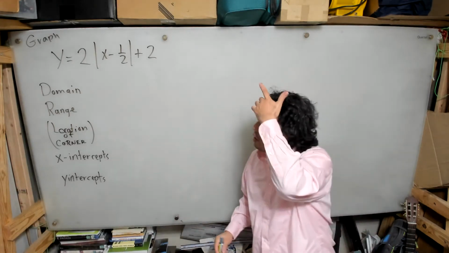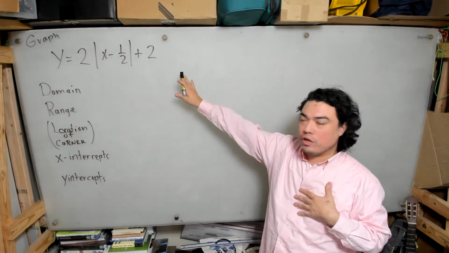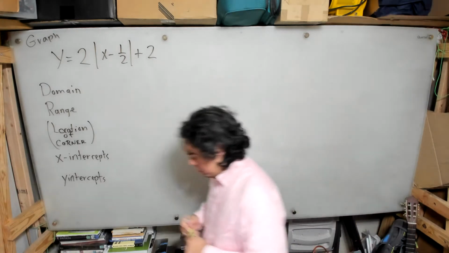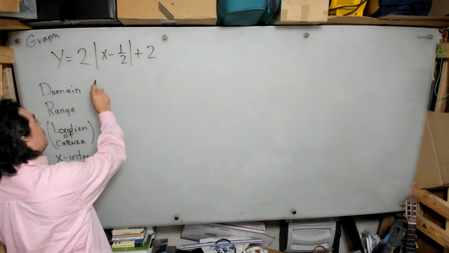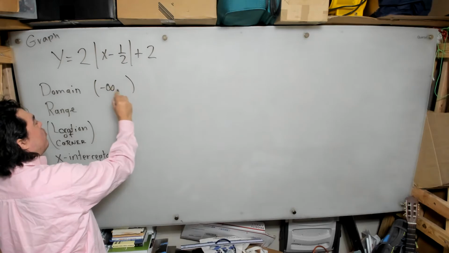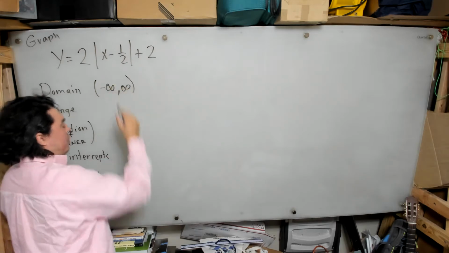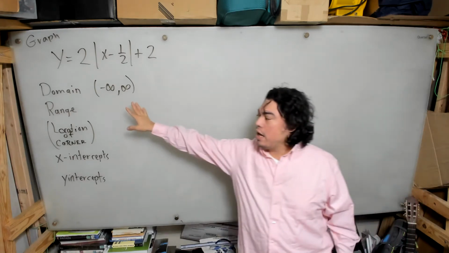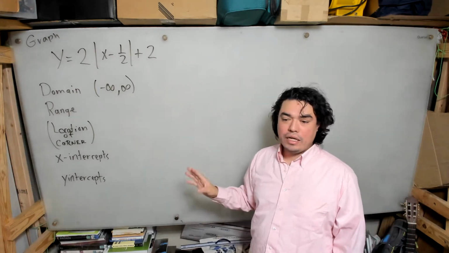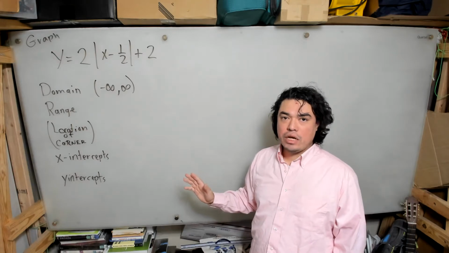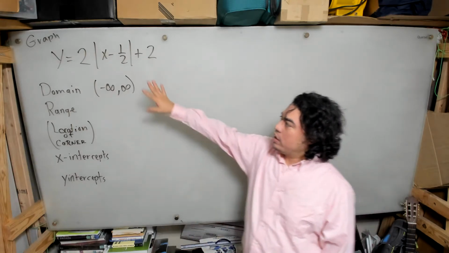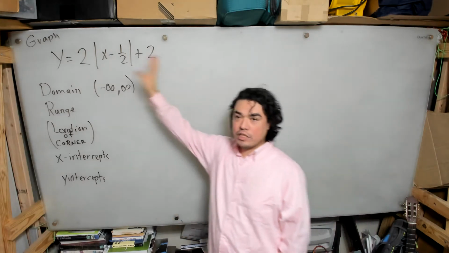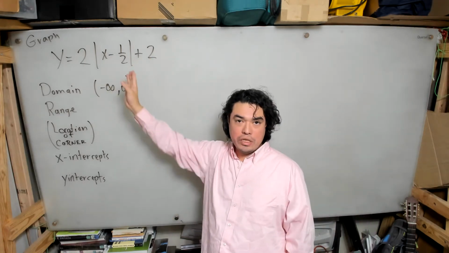Hello. So now we're going to graph this absolute value equation. The first thing we need to identify is the domain. The domain for this absolute value equation is from negative infinity to infinity. And remember that the domain is the set of all the x values that make sense with the algebraic expression that we're attempting to graph, or with the algebraic expression that represents the function that we want to graph.